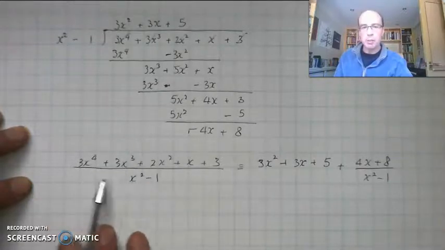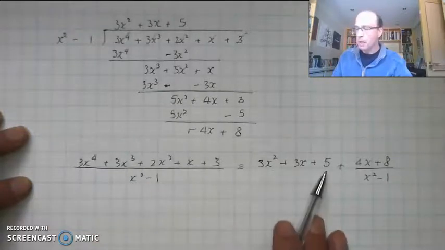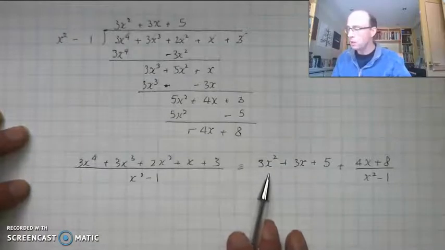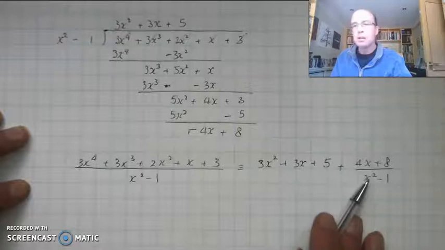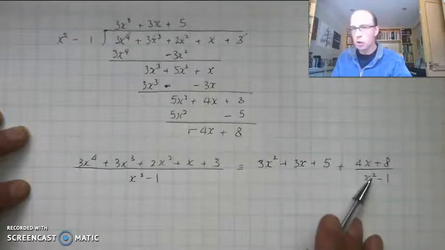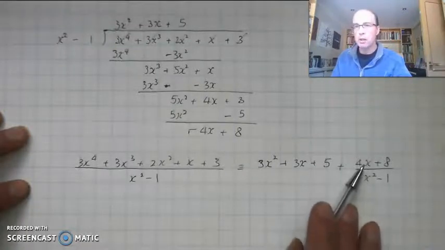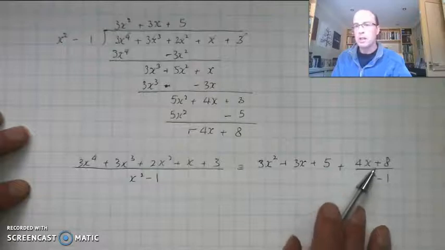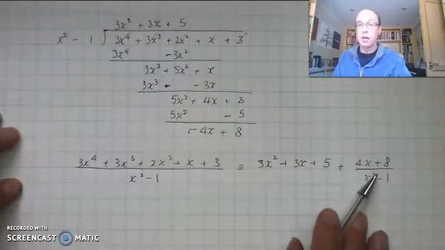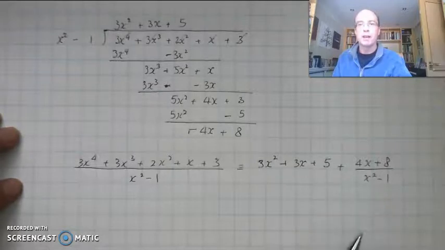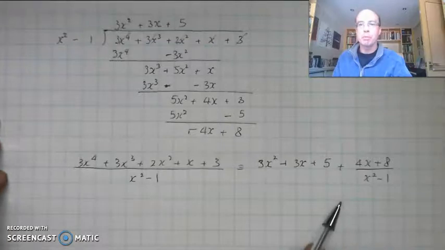So I've taken something pretty horrible. I've now got a polynomial, degree 2, I've got an x squared term, and I've got a partial fraction over here. The degree of the denominator, 2, is greater than the degree of my numerator, which is 1. So if I wanted to, I could convert that into 2 partial fractions, but more of that in the next video.